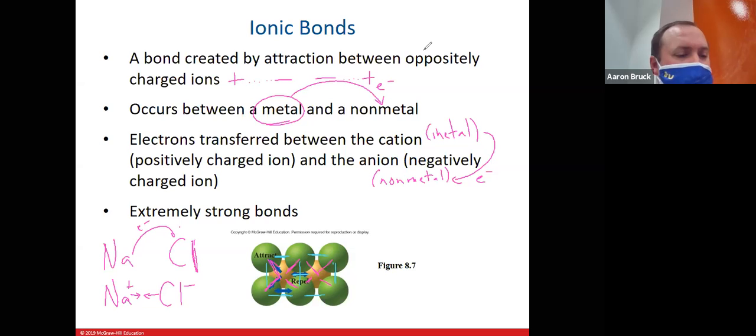The reason why the crystal forms is because the attractive forces are far stronger than the repulsive forces. There are way more attractive forces than there are repulsive forces. And as a result, those increased attractions keep that crystal together much more so than they would staying apart.